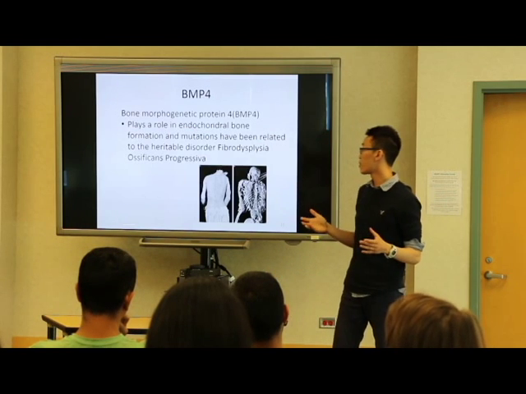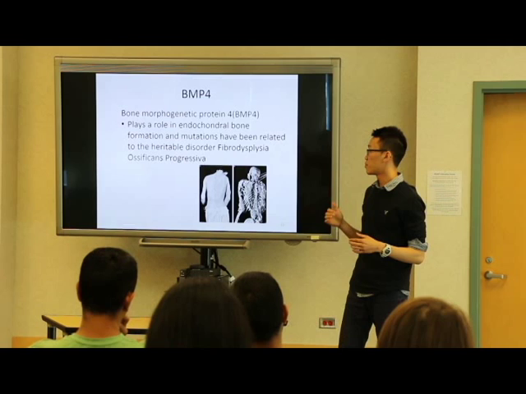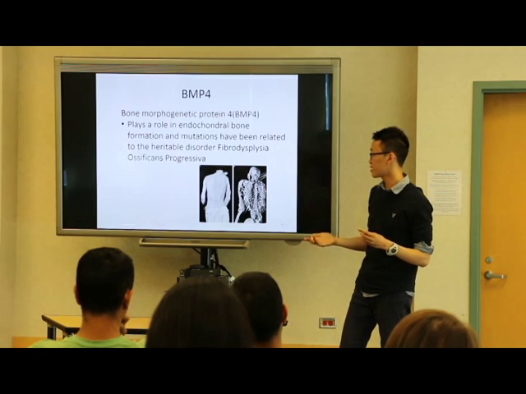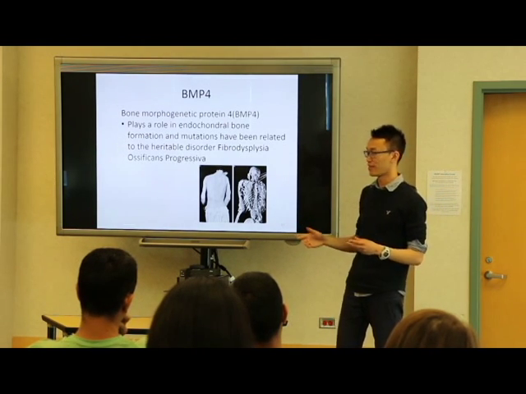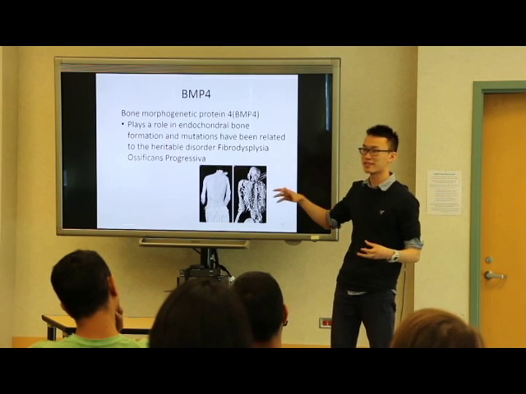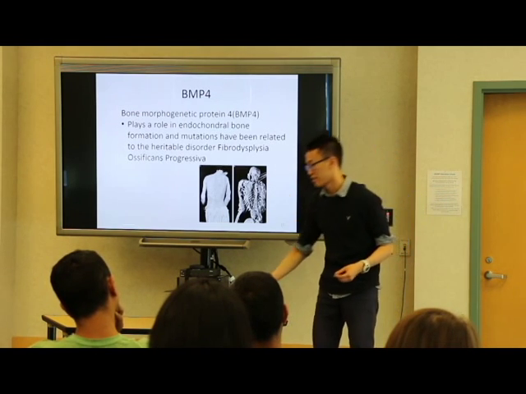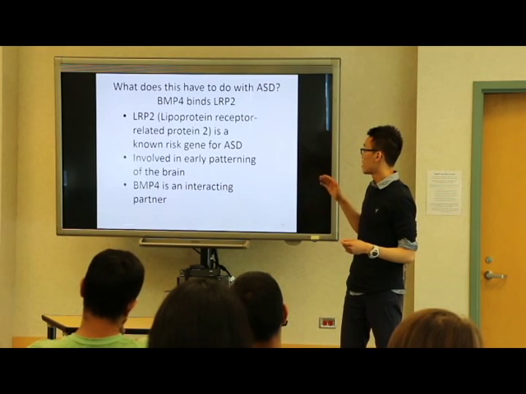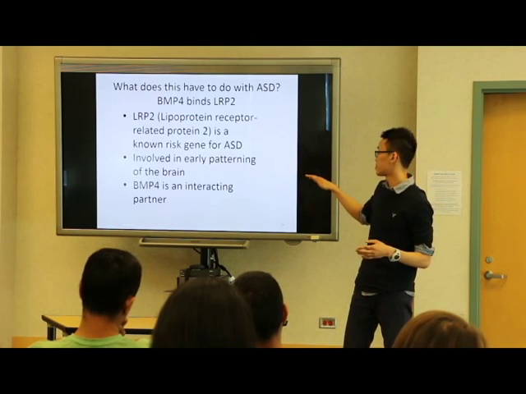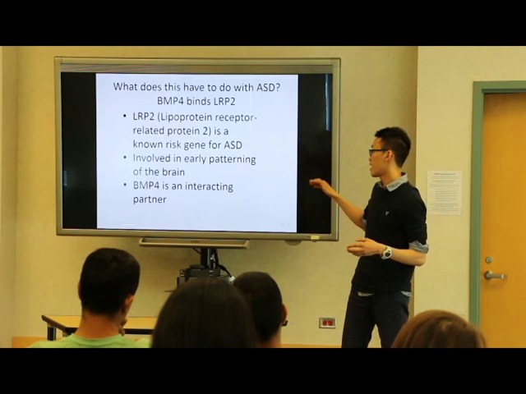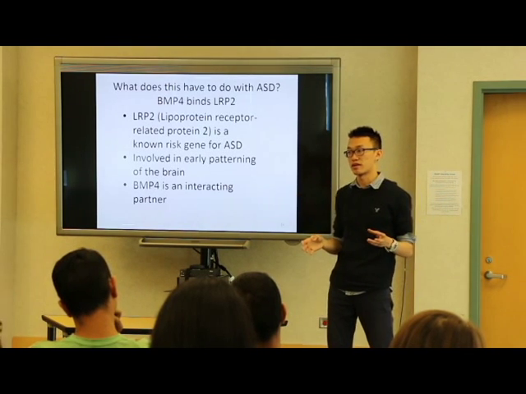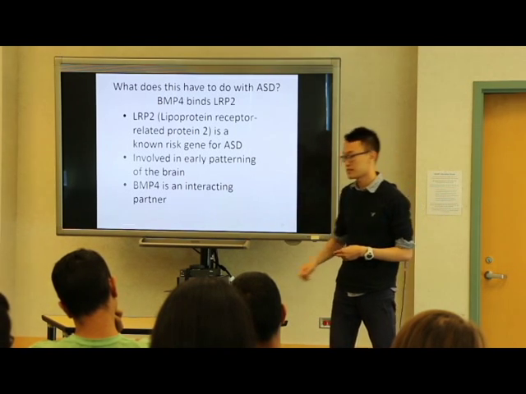BMP4 is a bone morphogenetic protein. It plays a role in endochondral bone formation, and mutations have been related to a heritable disorder, fibrodysplasia ossificans progressiva. It's a mouthful. On the surface, it's related to bone, right? Where does this really tie into ASD in our study? But if you look at what BMP4 binds to, LRP2, which is lipoprotein receptor-related protein 2, is a known risk gene for ASD, and it's involved in early patterning of the brain. And it is known that BMP4 is an interacting partner with one of these risk genes for ASD.